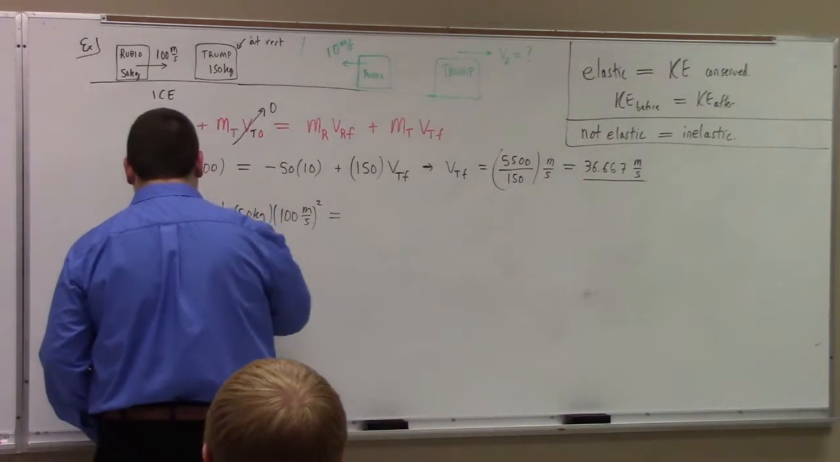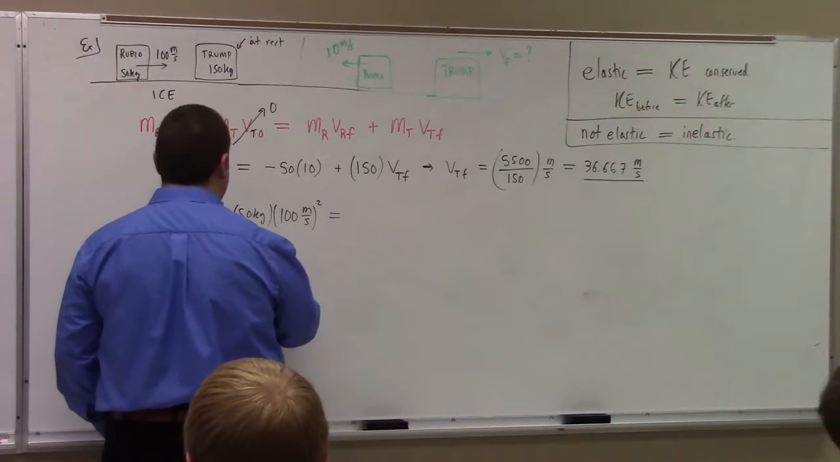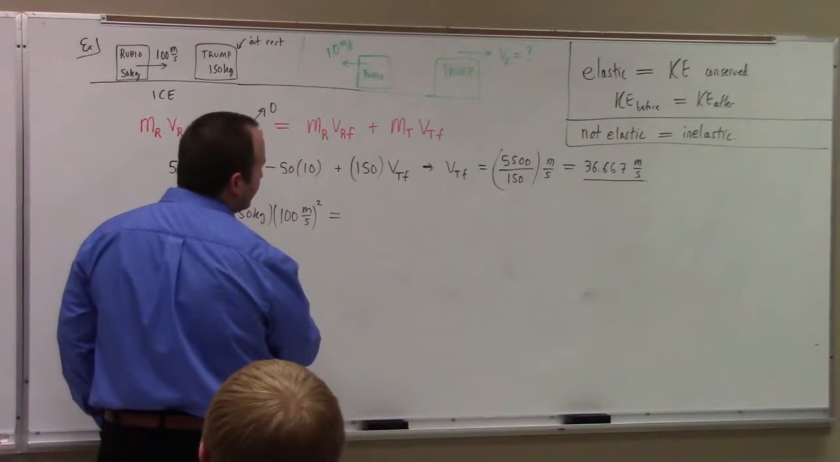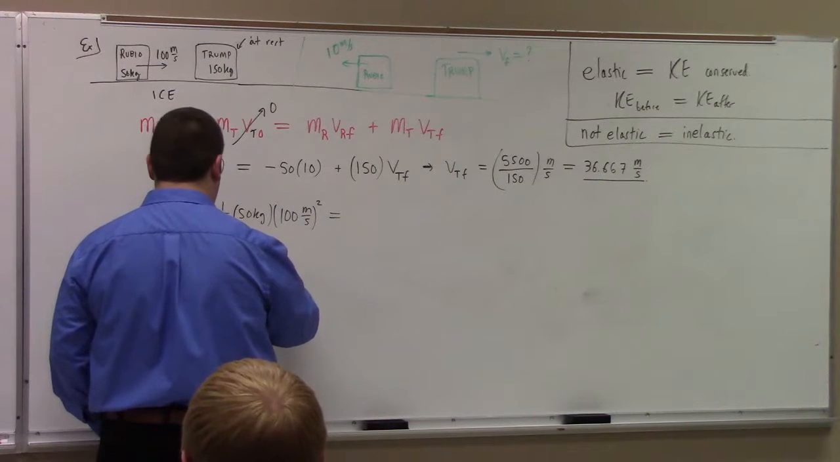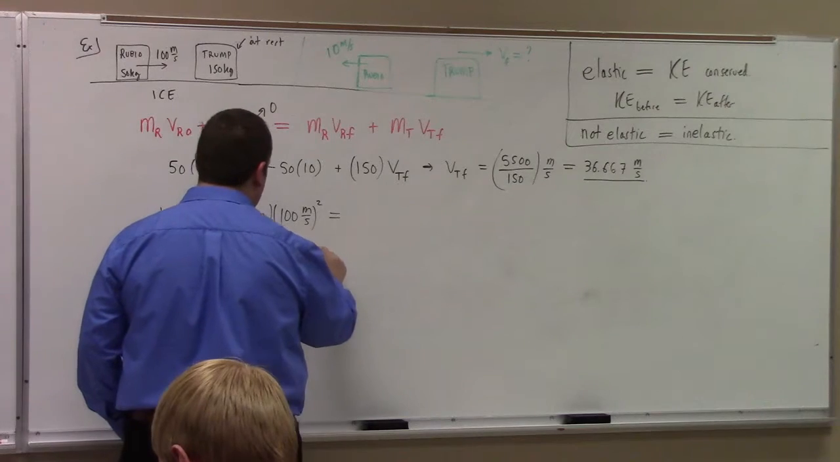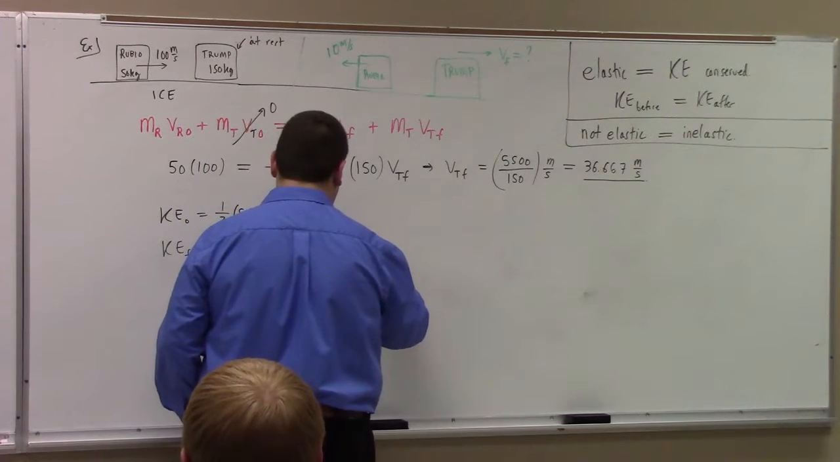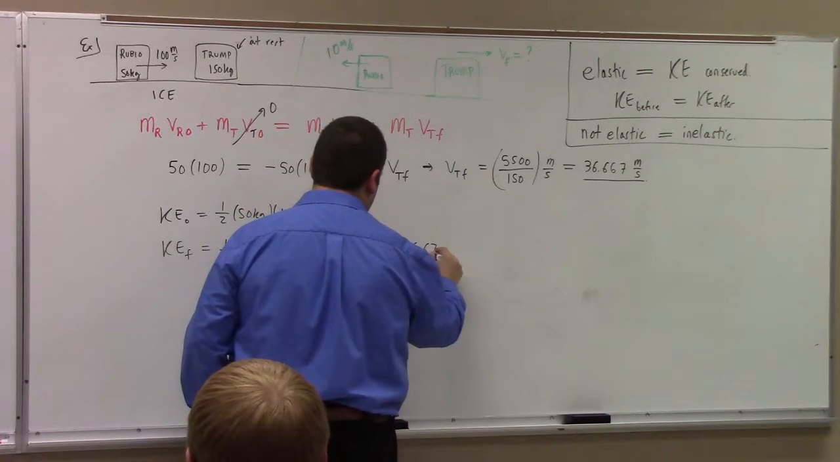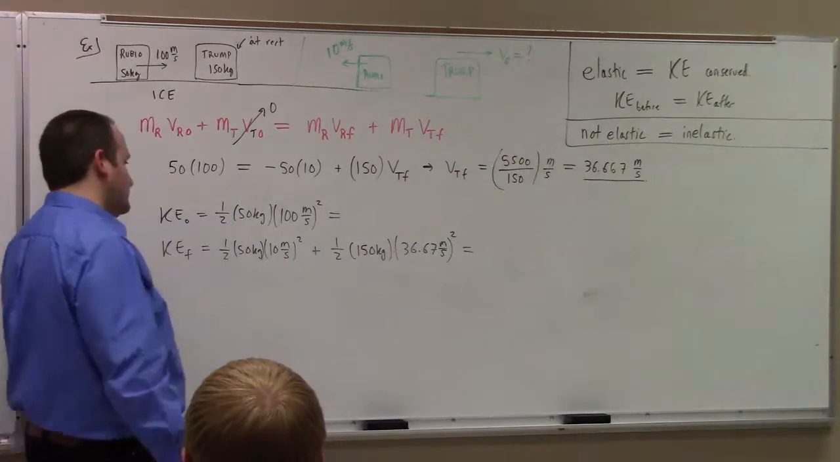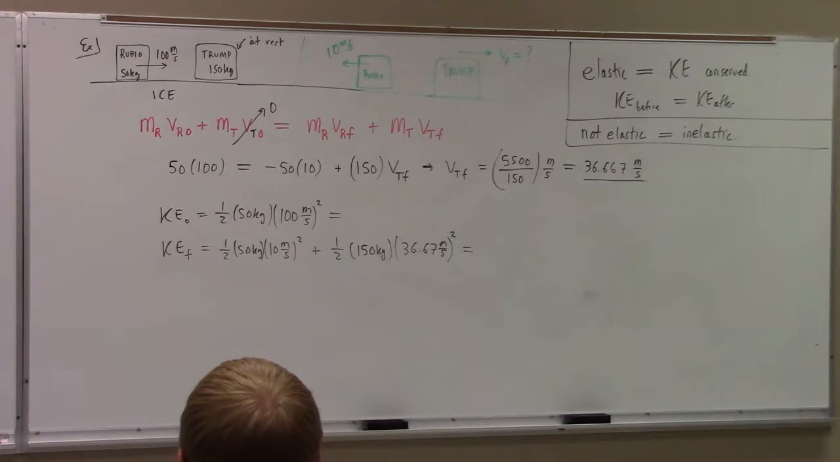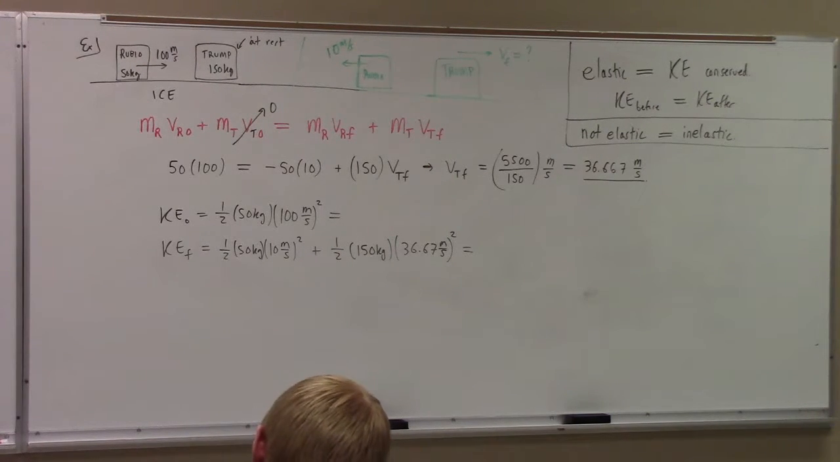How much energy does the boy wonder have? What we got here? 1/2 times 50 times 10 meters per second squared. What we got? I already know it's inelastic. All I have to do is look at it and go, 100 minus 0 is 100, but 36.67 minus 10 is 46.67. 46.67 is not equal to 100.